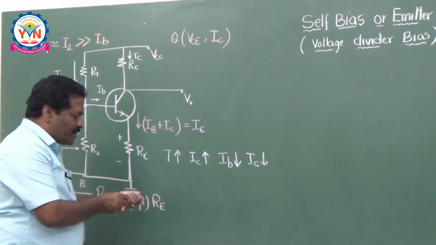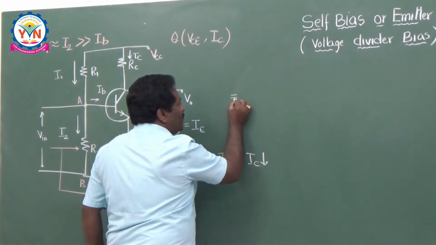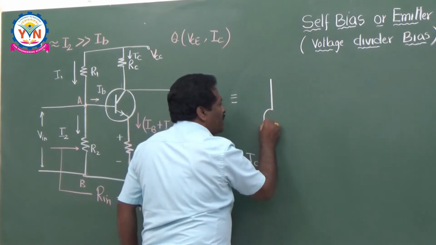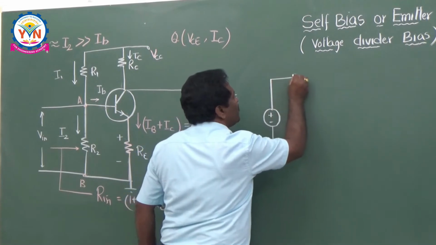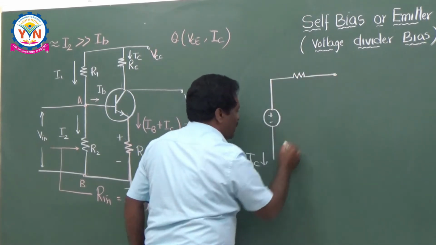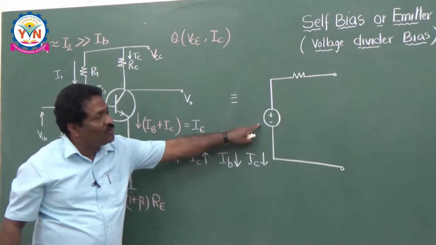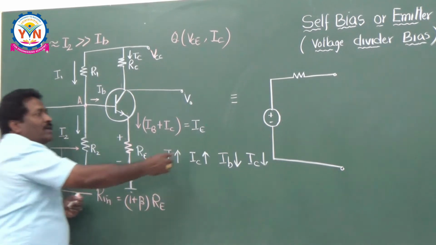So what is the Thevenin's theorem? Thevenin's theorem is very simple. Any huge network can be replaced by a voltage source in series with a resistance. This is nothing but the Thevenin's side representation. So what is this voltage source here? If you apply the Thevenin's theorem to the input loop here, what is this voltage source?